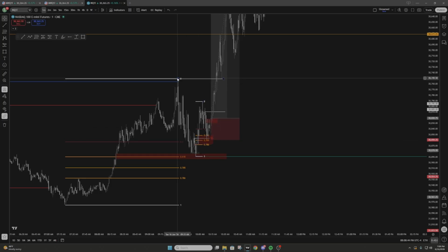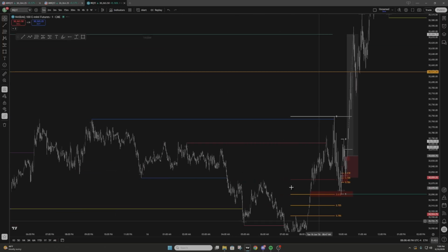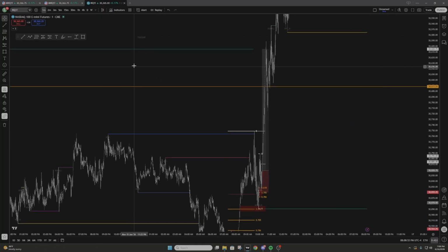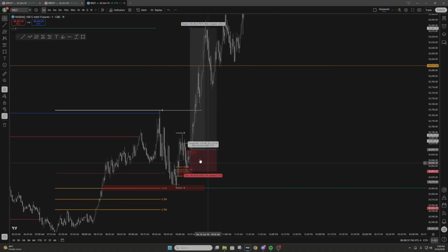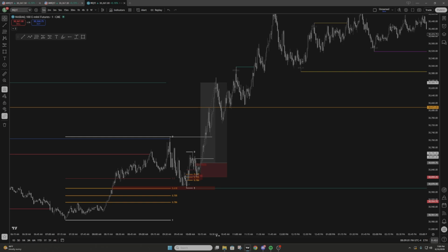We could enter and target the rest of the draw on liquidity that's in the market here, or obviously what's on the left hand side. So we have this high here from the previous session. We'll target that draw on liquidity. And like I said, in case you missed this initial play, then you could go ahead and catch the continuation play again.